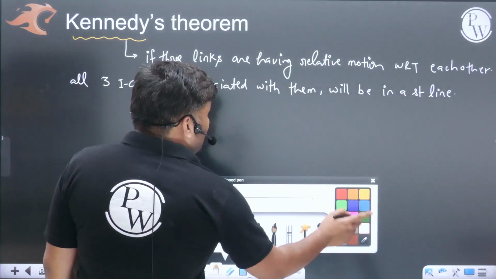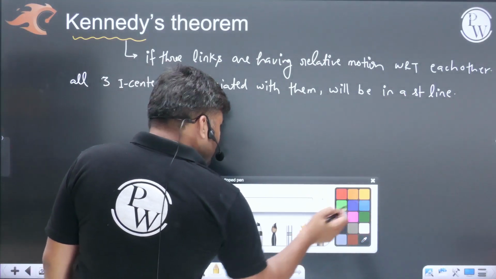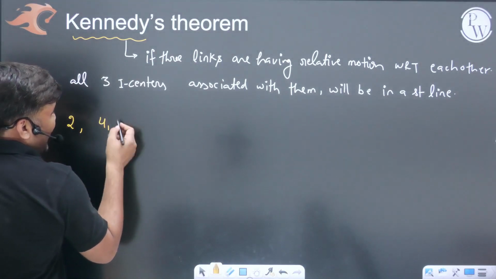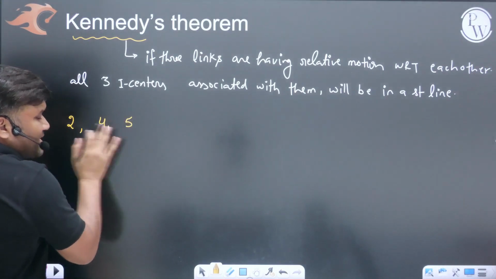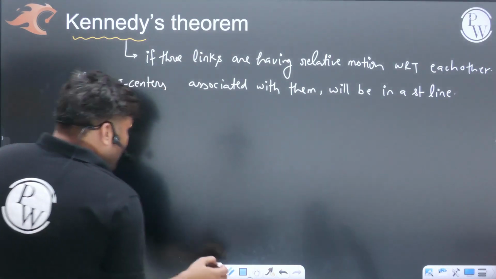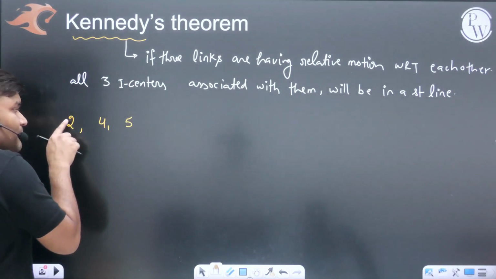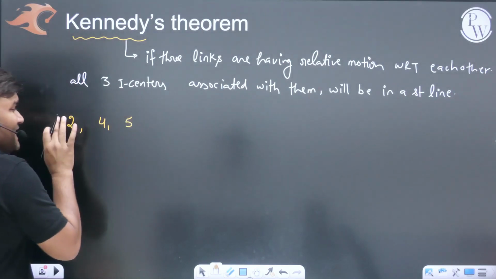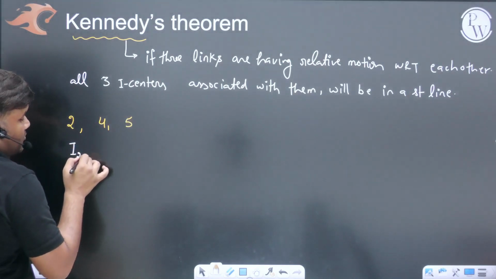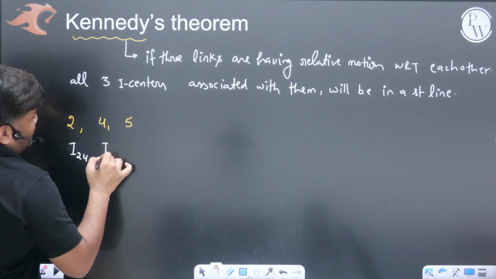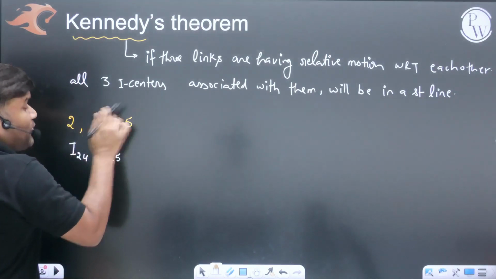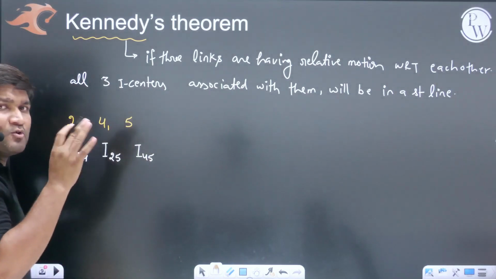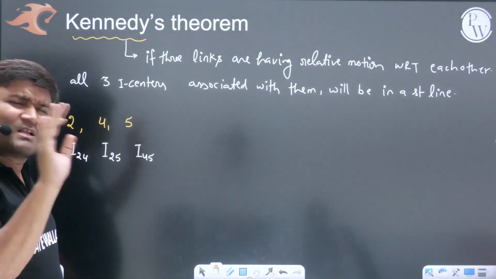Achha. Now listen carefully. If I take link number 2, link number 4, and link number 5, for these three links which have relative motion, what are going to be the I centers? Whatever pairs you can imagine, those I centers are possible. For links 2 and 4, you are going to have I2,4. For 2 and 5, you are going to have I2,5. And for links 4 and 5, this is I4,5. These three I centers have to be in a line. They have no other choice, beta.